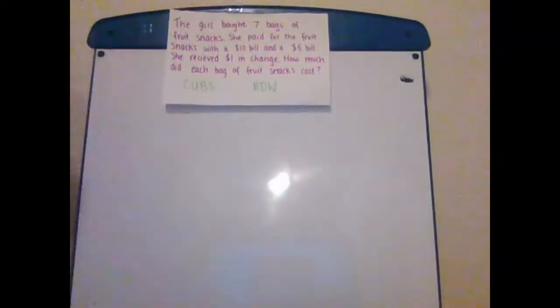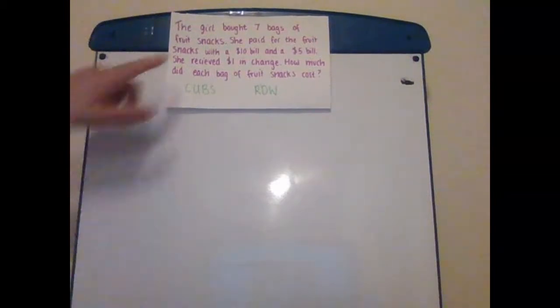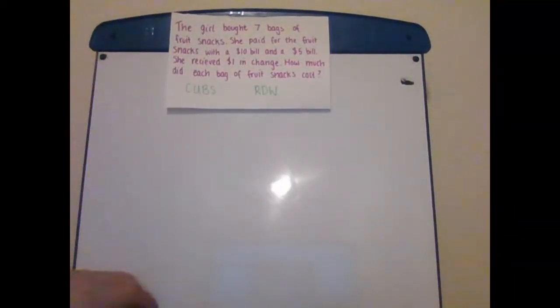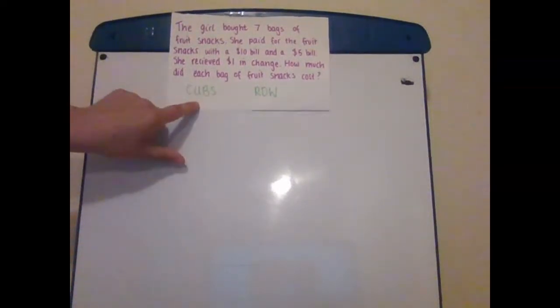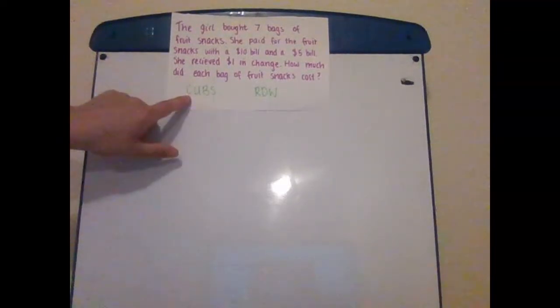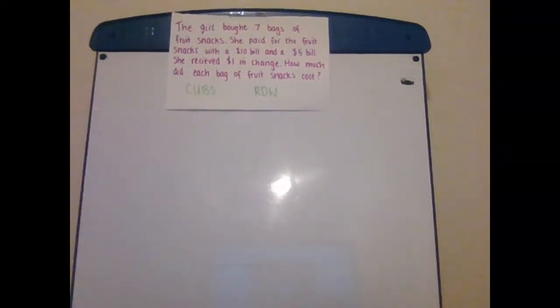The first example I have up on the board here is: The girl bought 7 bags of fruit snacks. She paid for the fruit snacks with a $10 bill and a $5 bill. She received $1 in change. How much did each bag of fruit snacks cost? Okay, so I edited it a little. Instead of being cubes, I made it cups. Okay, so the first thing we need to do is circle the important numbers.